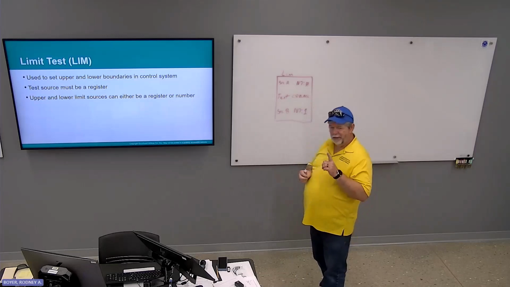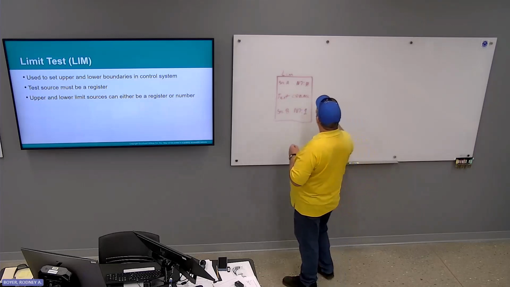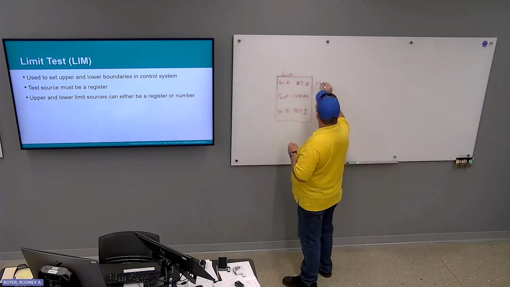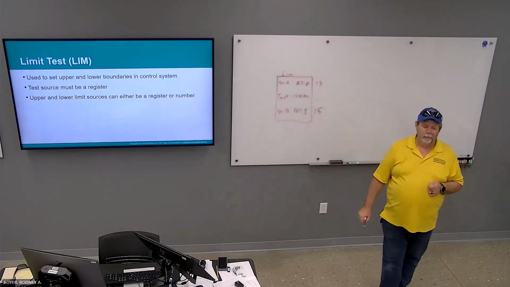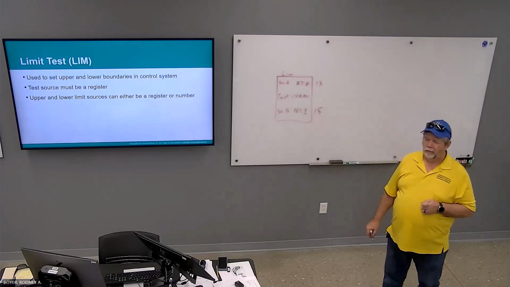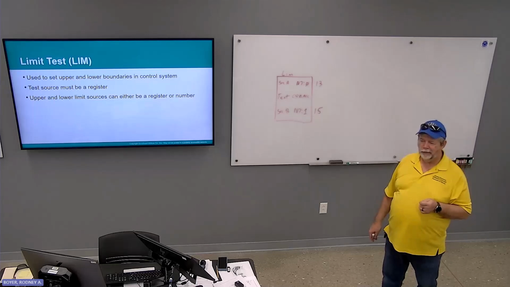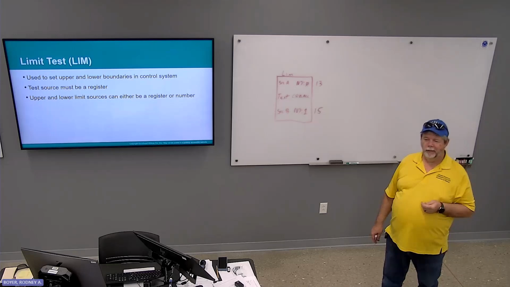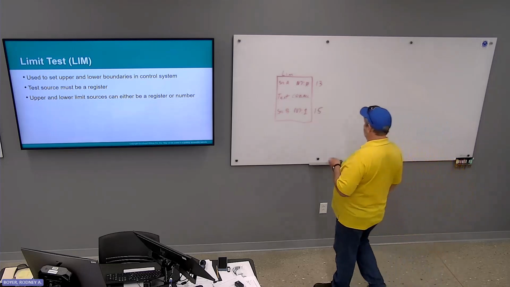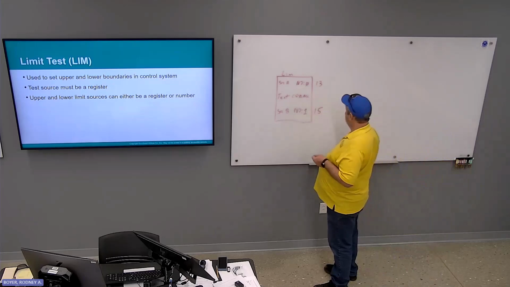Okay, so here's the kicker. What if, say, N70 is 13 and N71 is 15? What does the C50 cumulative value have to be in order for that to evaluate as true? 13, 14, or 15. Exactly. No difference than whenever I had the hard-coded numbers in there.